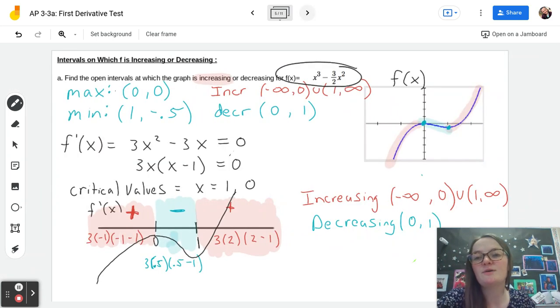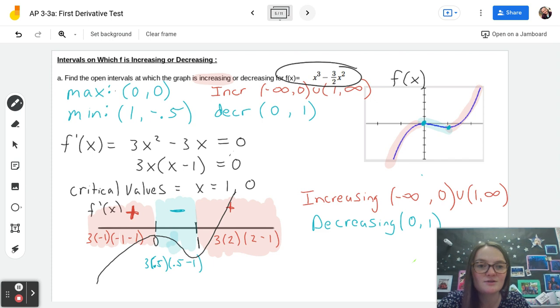So the first thing we started off with was intervals on which f is increasing and decreasing. It says find the open intervals on which this function is increasing and decreasing. Well, the first thing we did was use our graphing calculators. We used the min and max features on our graphing calculators to determine the intervals. After that, we tried to figure it out without using our calculators.